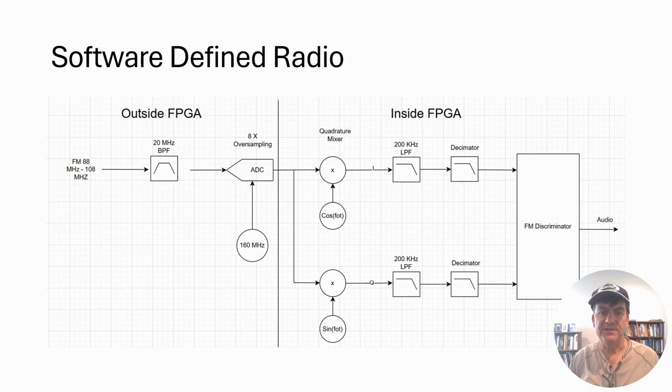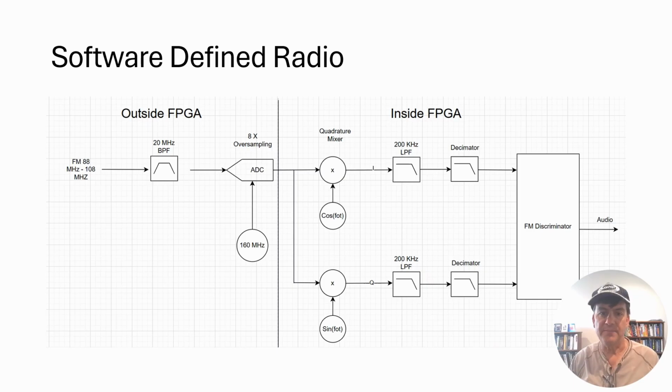In this slide, we see a typical FPGA application where mixers are used, a software-defined radio, in this case an FM radio receiver. From left to right, the FM signal first passes through a 20 MHz bandpass filter and is then 8x oversampled by an ADC with a sampling clock of 160 MHz. The ADC digitizes the analog waveform and sends it into the FPGA.